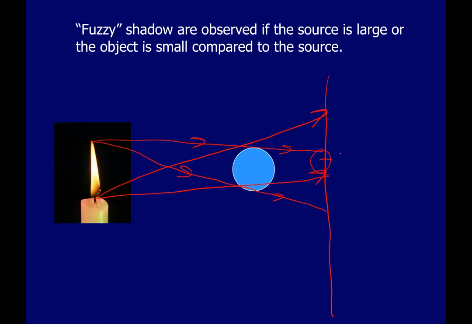So what you get is a dark spot in the middle, and then you get these kind of gray, I don't know if I want to say gray. I'm just going to say less dark.